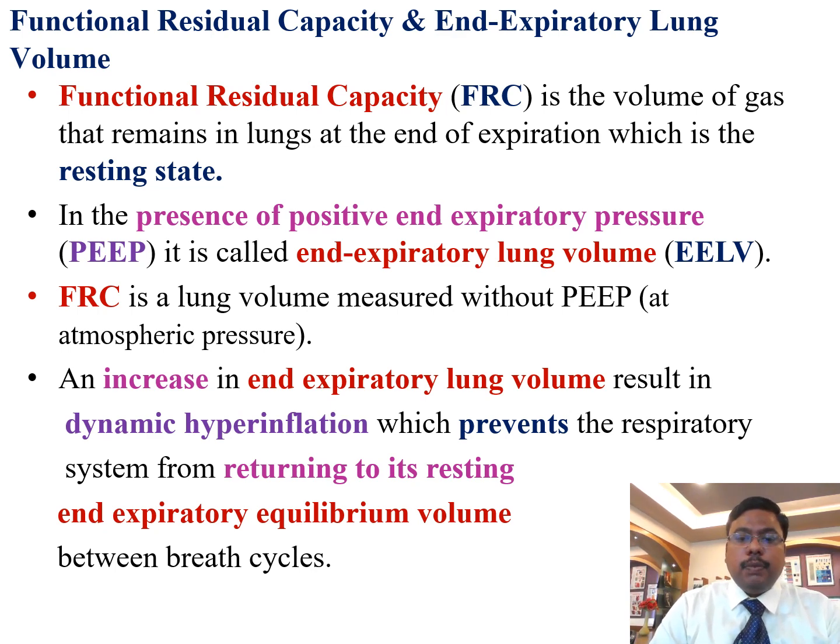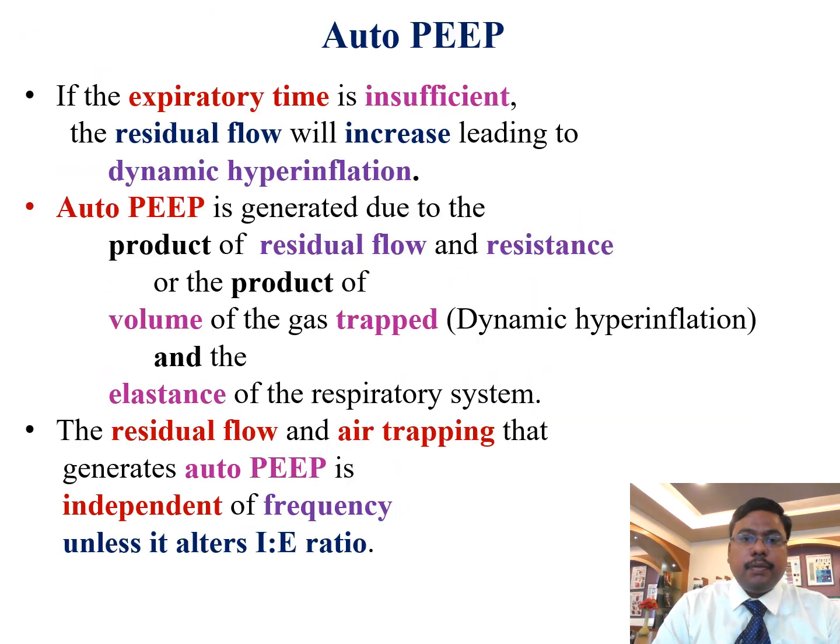An increase in end expiratory lung volume results in dynamic hyperinflation, which prevents the respiratory system from returning to its resting end expiratory equilibrium volume between breath cycles. If the expiratory time is insufficient, residual flow will increase, leading to dynamic hyperinflation. Auto PEEP is generated due to the product of residual flow and resistance, or the product of the volume of gas trapped and the elastance.